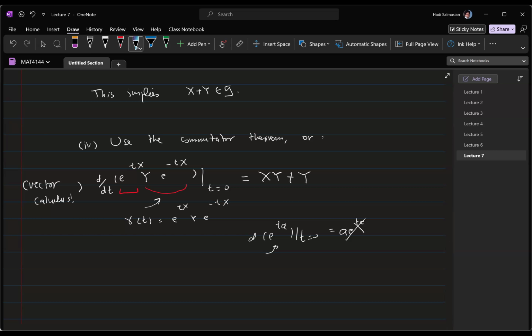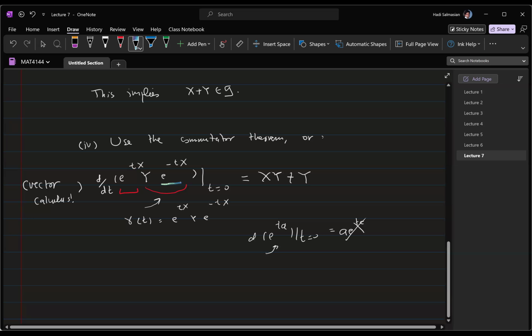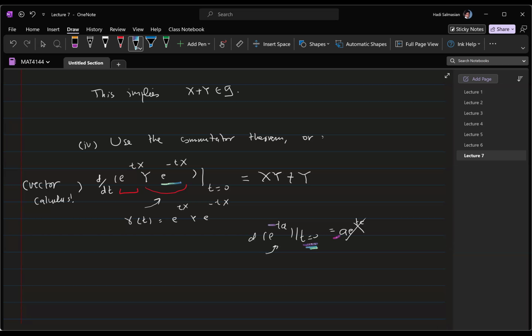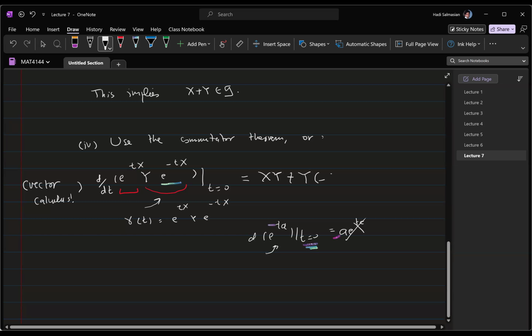What do you get when you differentiate this at 0? The t disappears because you evaluate at t equal to 0. You get minus 1, because if I differentiate e to the minus ta, I get minus a at t equal to 0. Everybody happy? This is calculus. Are you following me? So I get minus x. I end up with xy minus yx, exactly what I wanted.